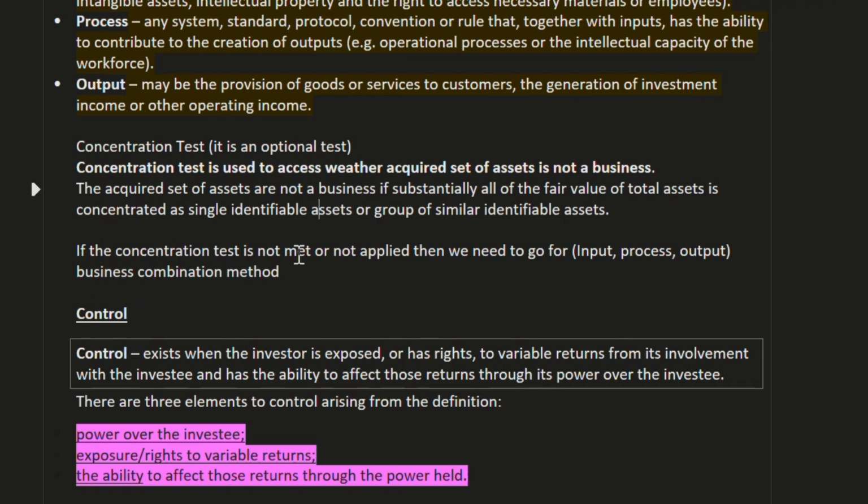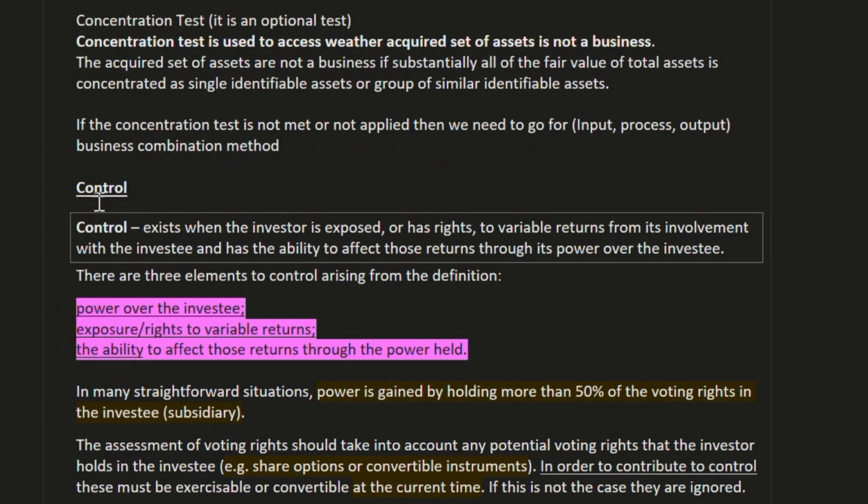If the concentration test is not met or not applied, then we need to go for input, process, output, and the business combination method. Now the control. What is control? Control exists when the investor is exposed, or has rights, to variable returns from its involvement with the investee and has the ability to affect those returns through its power over the investee.